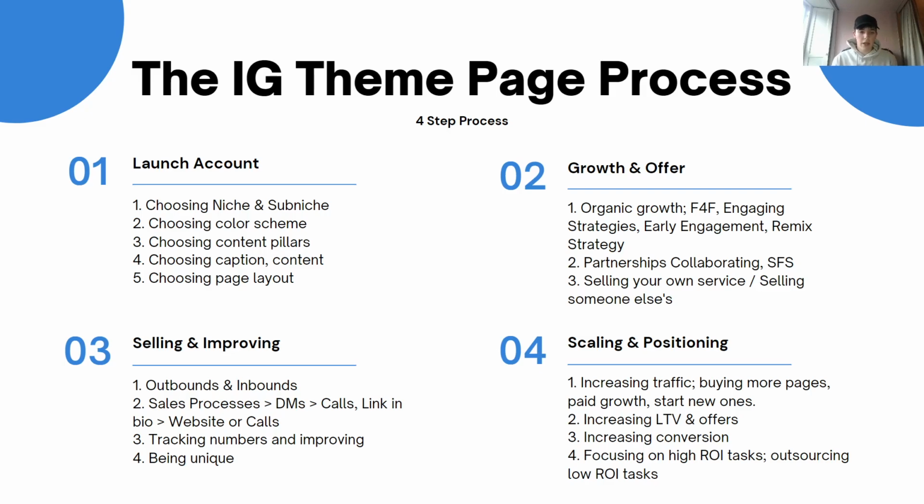Then selling and improving, you basically have outbounds and inbounds. Outbounds is really to do with sales. I won't get too in depth with this, but outbounds is basically where you reach out to someone first, and then inbounds are messages that you get from people who are interested in a certain topic. Then second, sales processes.